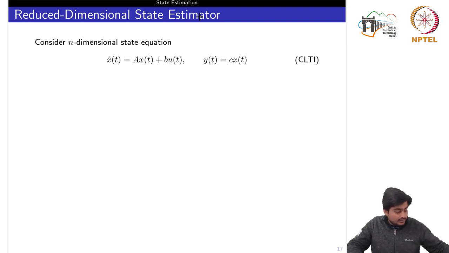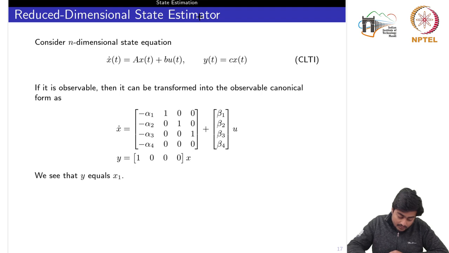So if we go back to the definition of the observer canonical form, if the system is observable, then the system can be transformed into the observable canonical form as this one. So here we have considered one specific case where n is equal to 4.